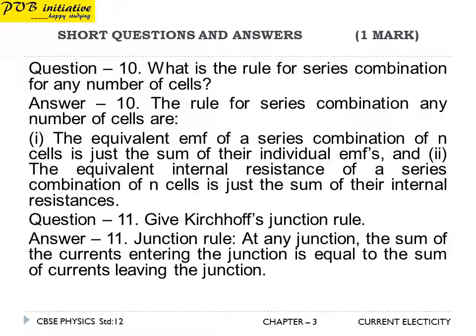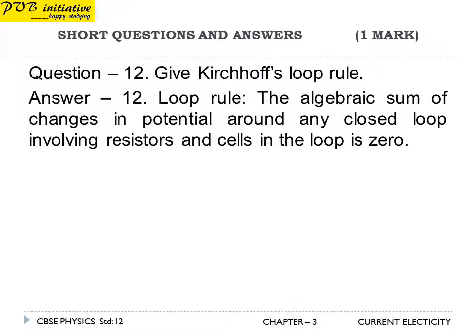Question 11. Give Kirchhoff's junction rule. Answer 11. Junction rule. At any junction, the sum of the currents entering the junction is equal to the sum of the currents leaving the junction. Question 12. Give Kirchhoff's loop rule. Answer 12. Loop rule. The algebraic sum of changes in potential around any closed loop involving resistors and cells in the loop is 0.